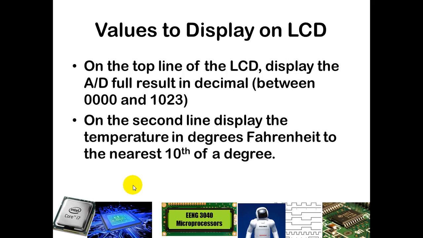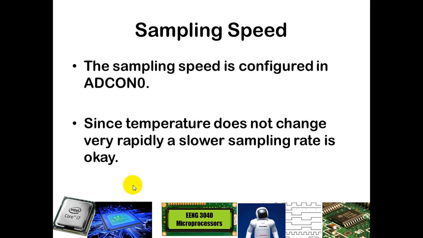So in this case, what are you going to put on the LCD in the lab? The top line, you're just going to put the analog to digital conversion results. So that'll be a 4-digit value between 0 and 1023. And then the second line, I would like you to, in the lab, display the temperature in Fahrenheit. And we will just do room temperature. We might also put it into hot water or into some ice so you can check different ranges of temperatures that you can measure. The sampling speed is going to be configured in ADCON0. And we don't really need the fastest sampling speed possible because we know that the temperature is not going to change very rapidly, so you can sample a little bit slower and that will be fine.